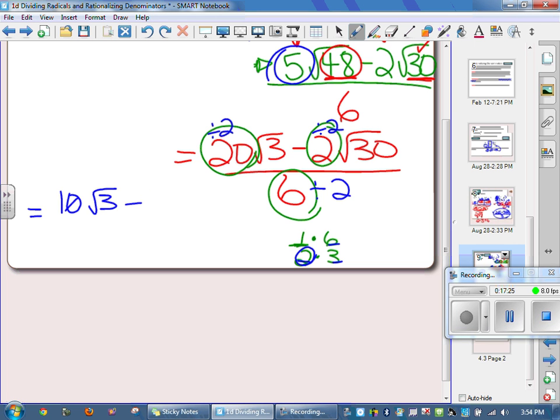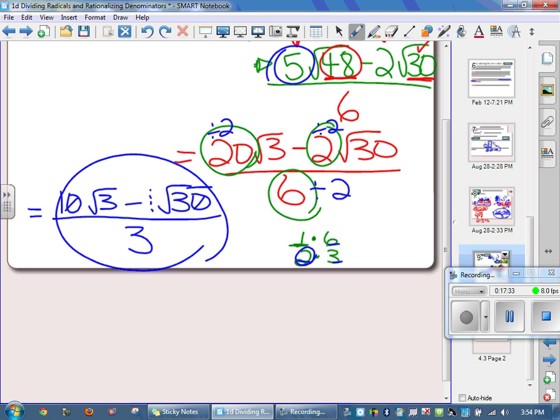And that's going to be all on top of, now, 6 divided by 2 is 3. This would be my final answer now. I am done. Why didn't I break root 30 down? Because root 30 is in simplest form. It does not divide by a perfect square. Okay, here's the last question you have to do.